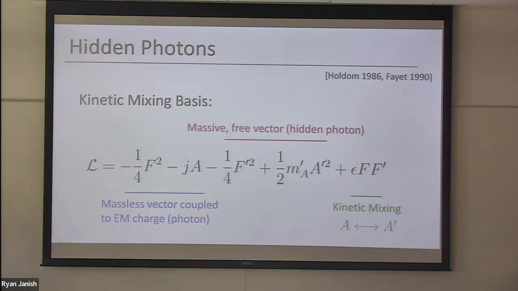The goal is to look for hidden photons. So first, briefly, what are hidden photons? This is a fairly simple extension of the standard model. We have a Lagrangian here. This piece is familiar: it's just ordinary Maxwell theory, a massless vector coupled to electromagnetic charge, that's the J. And we want to add to this another abelian vector, which is massive.